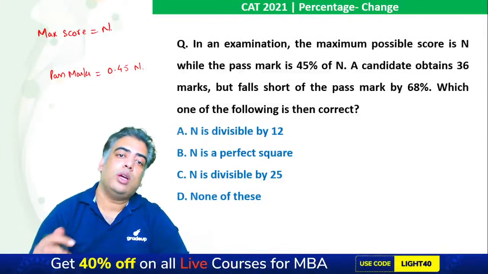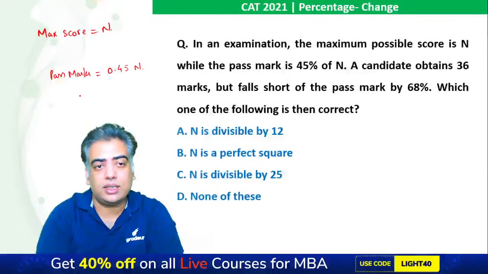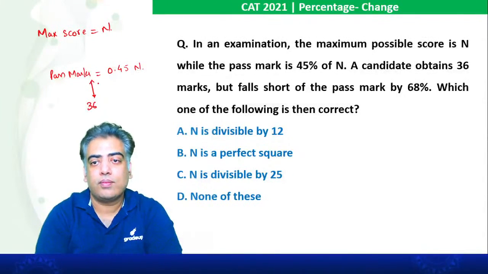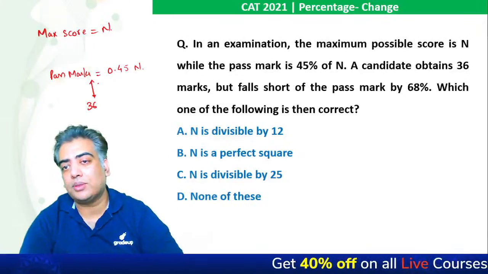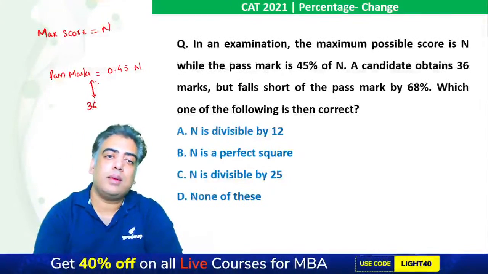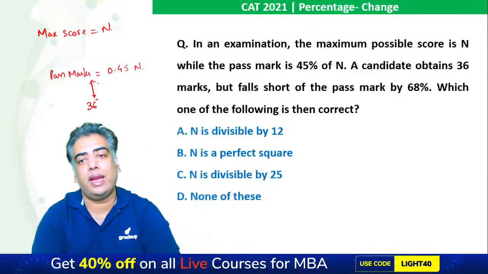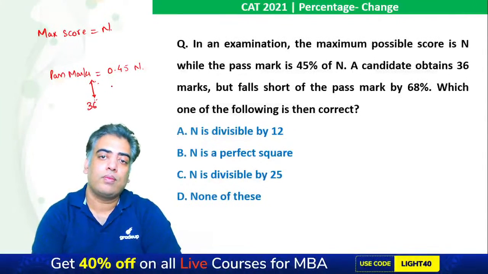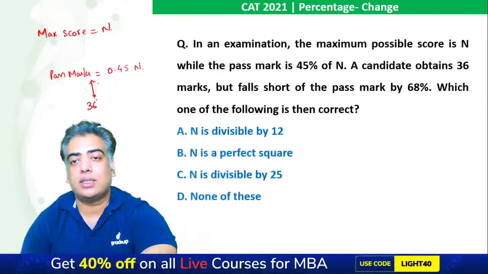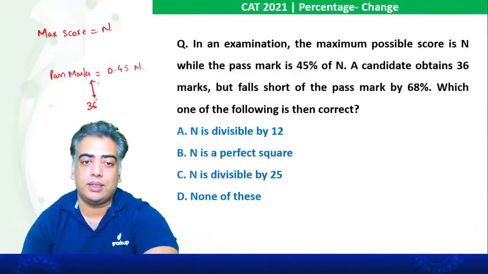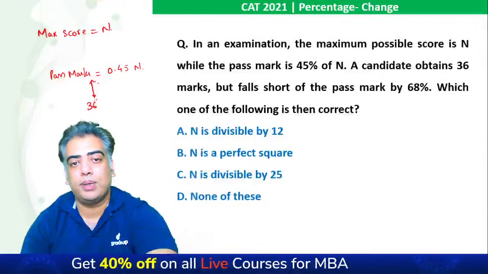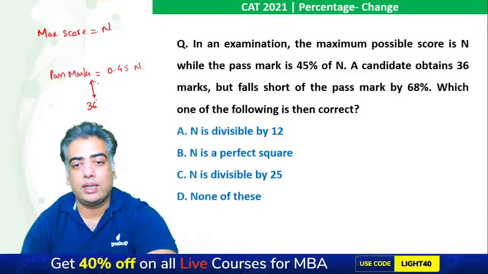Right? So if a candidate obtains 36 marks and falls short of the pass mark by 68%, which means this gap here given to me is 68% of some value. So we need to identify the value with which this comparison is basically given to me. So can you tell me with what value it is being compared? Be quick and tell me.